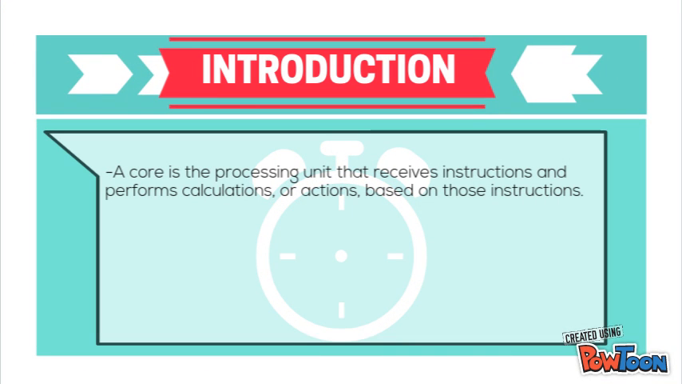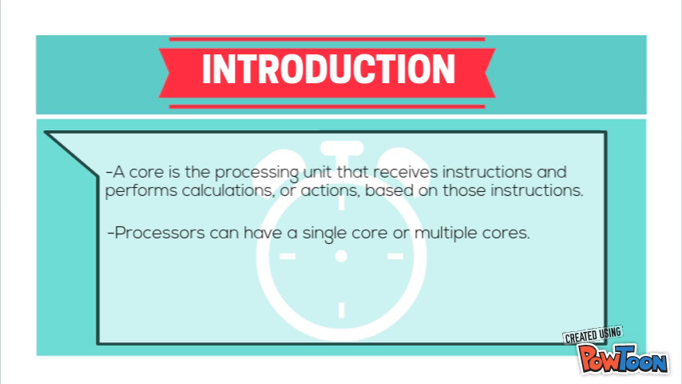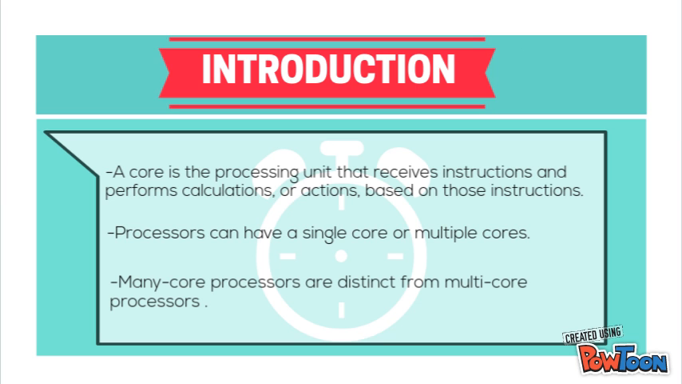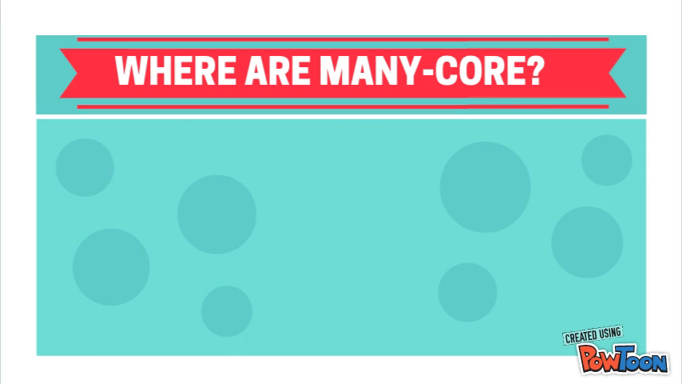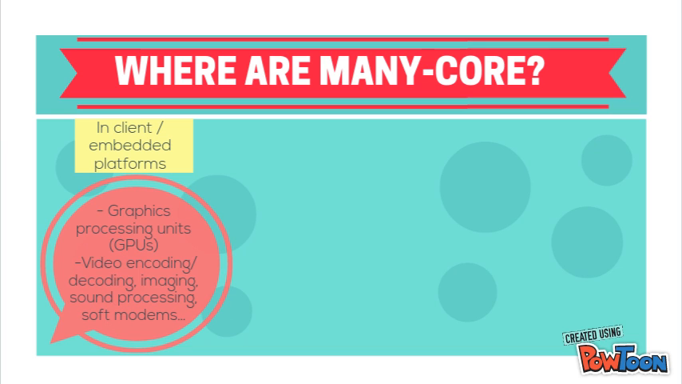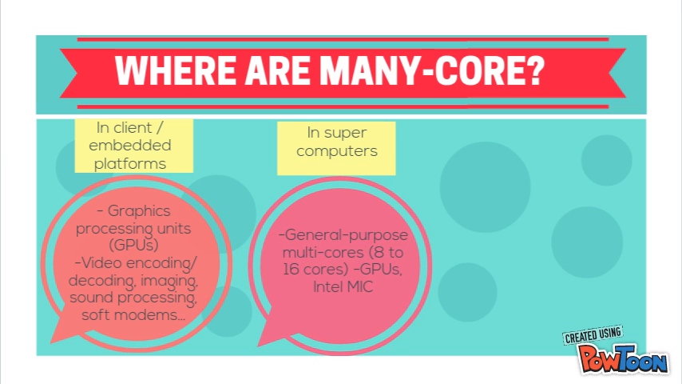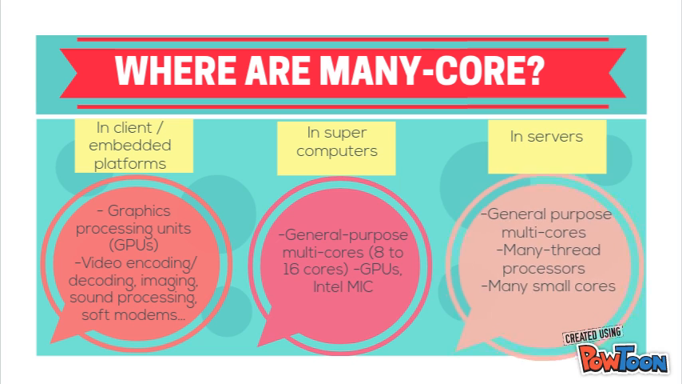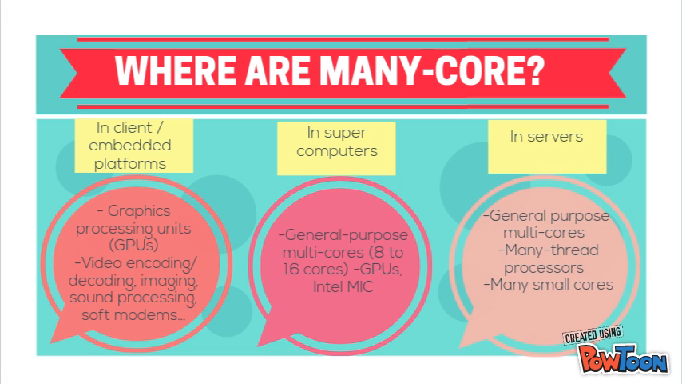Introduction. A core is the processing unit that receives instructions and performs calculations, or actions, based on those instructions. Processors can have a single core or multiple cores. Then, many-core processors are distinct from multi-core processors. Where are many-core? In client embedded platforms: graphics processing units, video encoding, decoding, imaging, sound processing, soft modem. In supercomputers: general-purpose multi-cores, GPUs, Intel MIC. Third, in servers: general-purpose multi-cores, many-thread processors, many small cores.